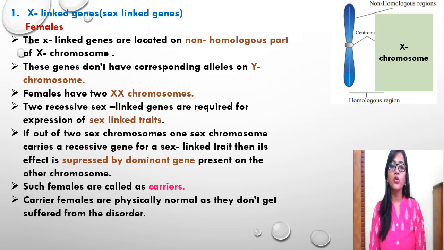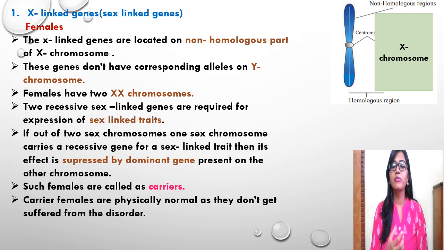Before going to discuss color blindness, hemophilia and all, which are the sex-linked inherited diseases or disorders or abnormalities, we must understand that some females act as carriers. We have studied in the earlier slide that there are two types of genes, the X-linked gene and the Y-linked gene.